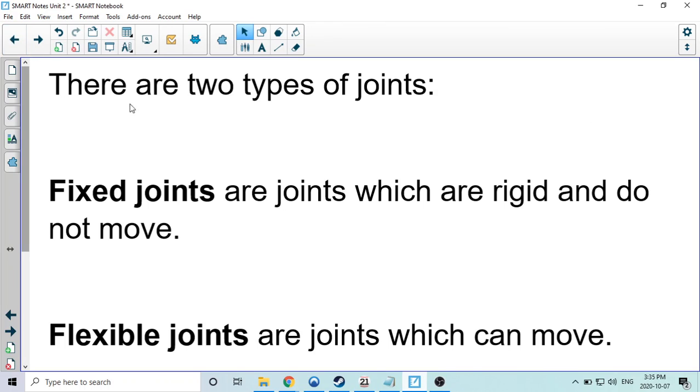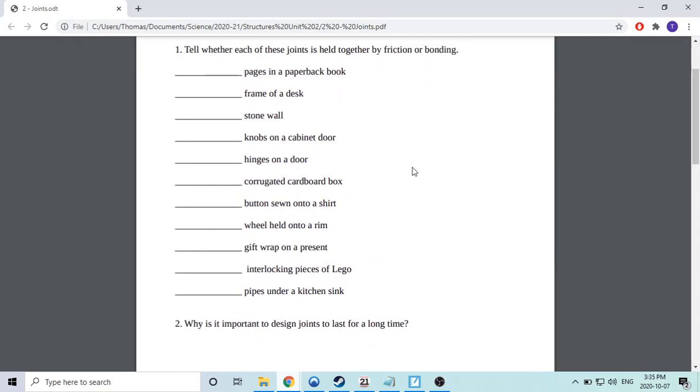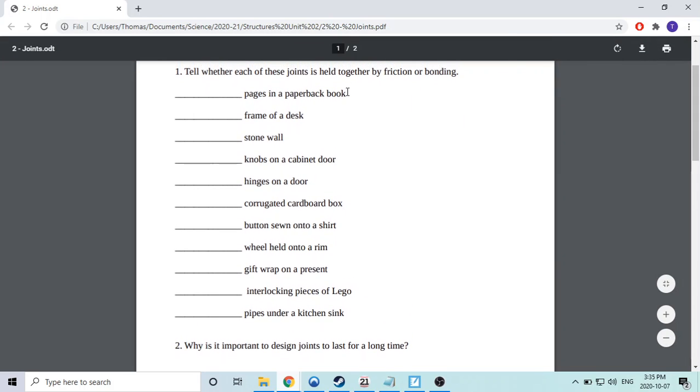Okay, so your task for today is to do this sheet called Joining Structural Components. So your first one, I want you to tell me if it's held together by friction or bonding. So is it just things in contact with one another, like nails or screws or staples? Or is it by bonding, so glue or tape or anything where you're sticking two components together with some material in between.